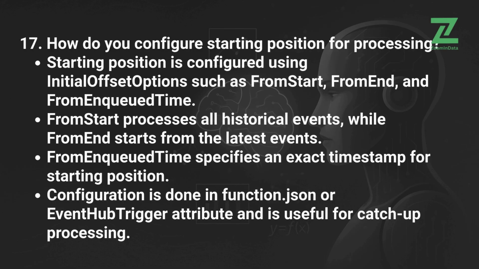17. How do you configure starting position for processing? Starting position is configured using initial offset options such as from start, from end, and from enqueued time. From start processes all historical events, while from end starts from the latest events. From enqueued time specifies an exact timestamp for starting position. Configuration is done in function JSON or Event Hub trigger attribute and is useful for catch-up processing.